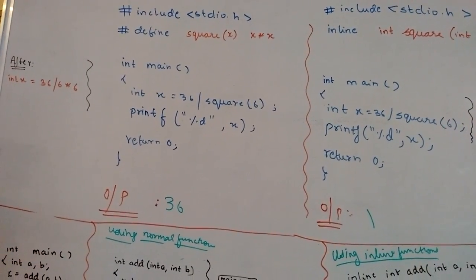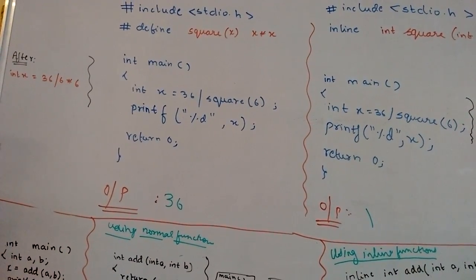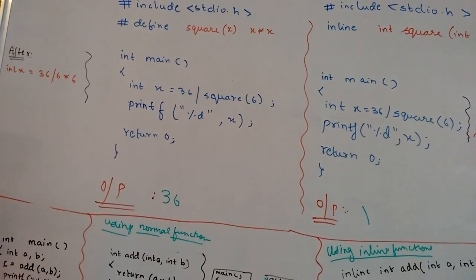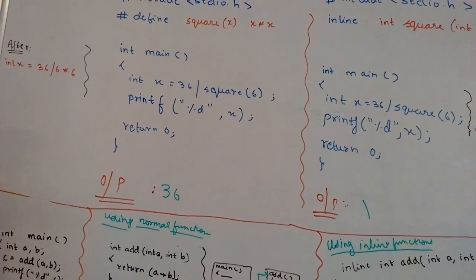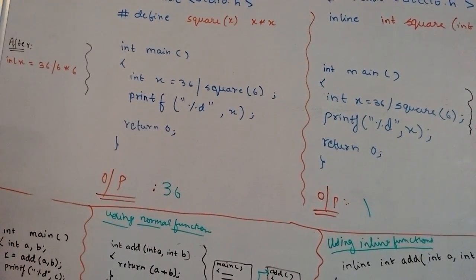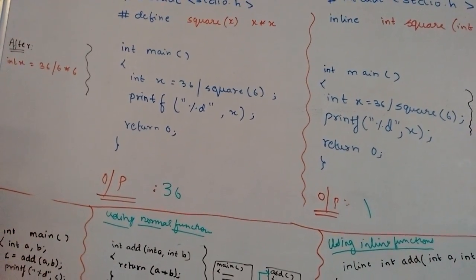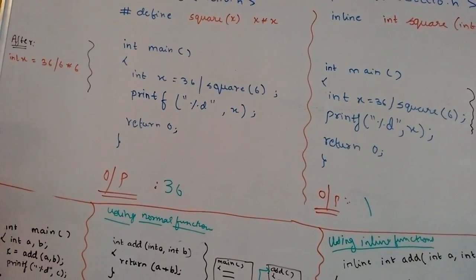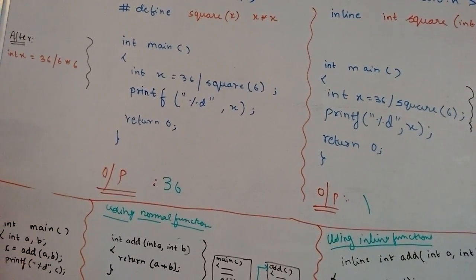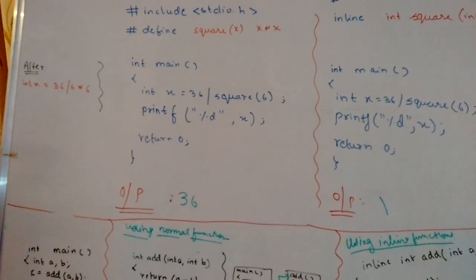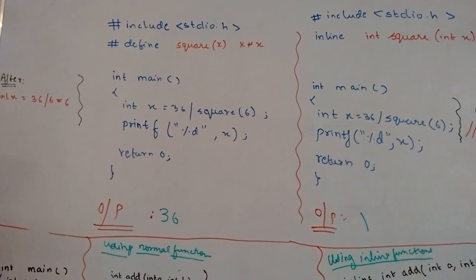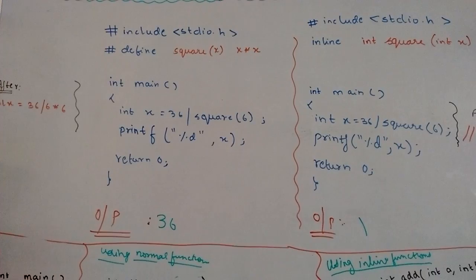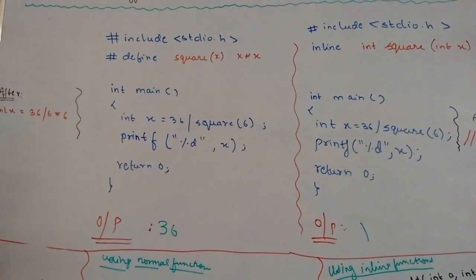You know how replacement works. I have shown it on the left side in red ink. It would become 36 divided by 6 star 6. After simplification, you know how to apply the BODMAS rule. Start left to right. 36 by 6 would be 6, and then 6 into 6 would be 36 again. So the output would be 36 when I write this code using macros. I hope this part is completely clear because we've already done this in the previous videos.